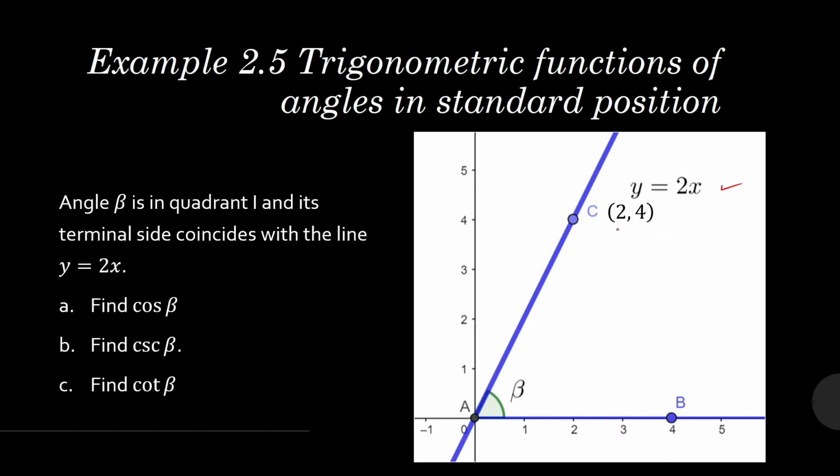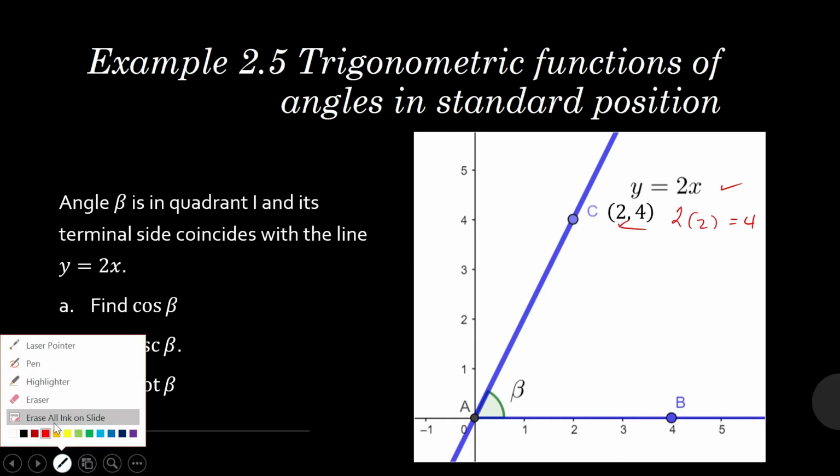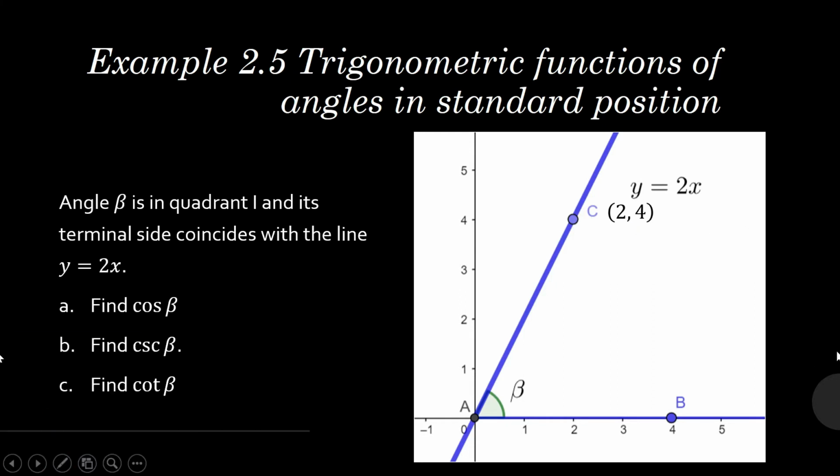You know, this point lies on the terminal side. Why? Because when x is 2, the value of y is 2 times 2, which is equal to 4. So this means that the terminal side of your angle contains the point with coordinates 2 and 4. And you know what? That point actually defines a right triangle. So pay attention to this.